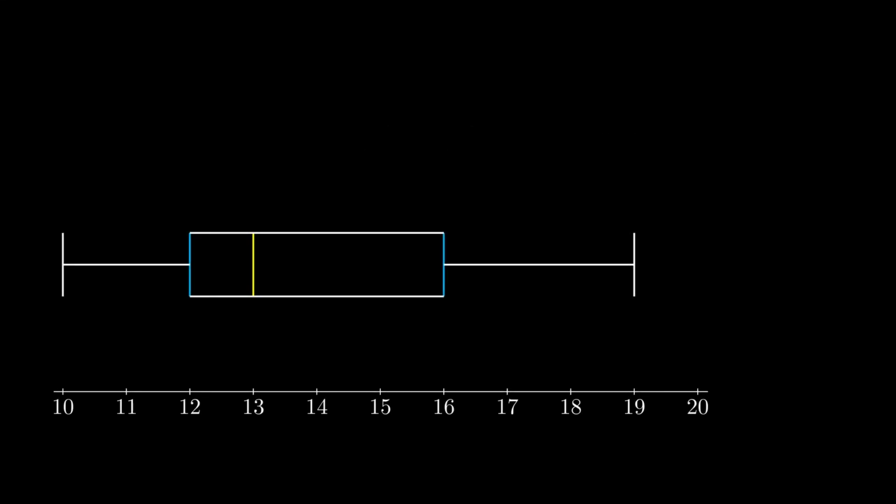The first thing you'll notice is that these plots sit on top of a number line, which is drawn to scale, which is important because these things have meaning when they are drawn to scale and when we're very careful with that. So the meaning of, we'll start from the ends, those two vertical white lines at the end, they are your lowest and highest scores in the data set. So here the lowest score would be 10, the highest would be 19.